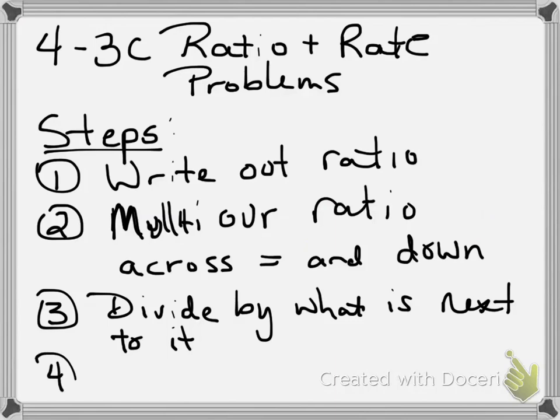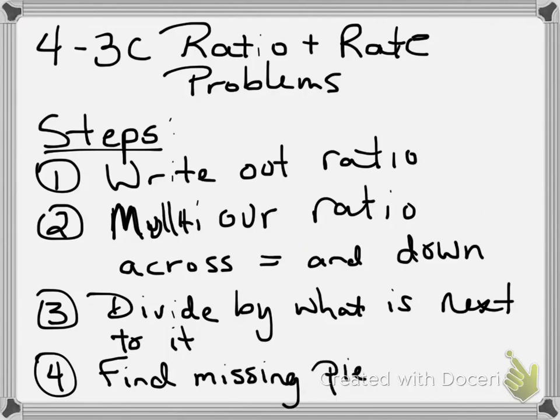And that brings us to step 4, find the missing piece, and then finally use that to answer the question. Alright, so there are 4 simple steps. Write out the ratio, multiply our ratio across the equal sign and down, divide by what is next to it, and then find the missing piece.